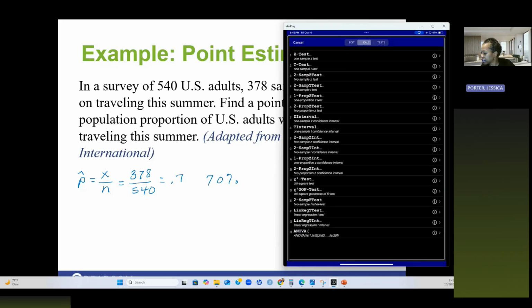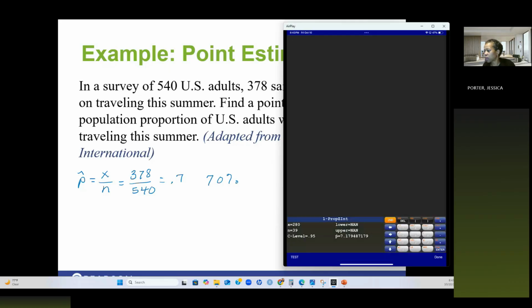Stat tests, and there we go. It's all the way down here at the bottom. It says 1-PropZInt. So it's this one. And X is going to be 378. N is 540. Confidence level is 0.95. So that's how we do it on the TI calculator.